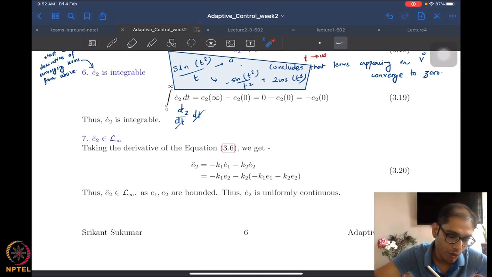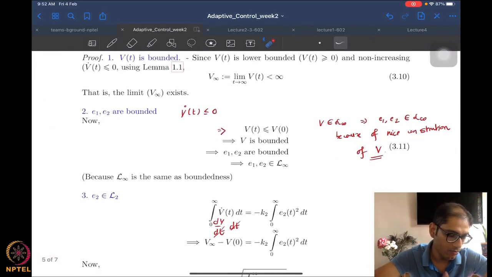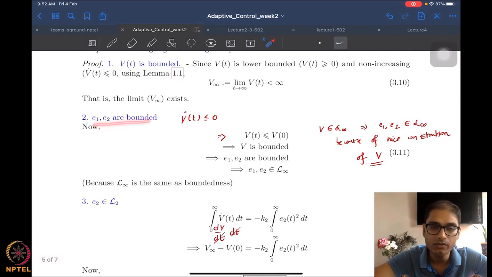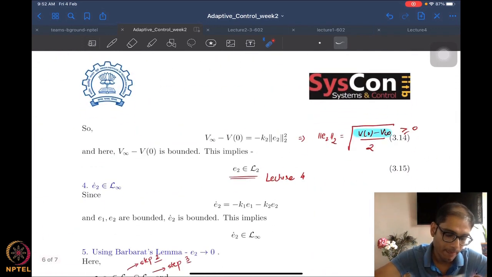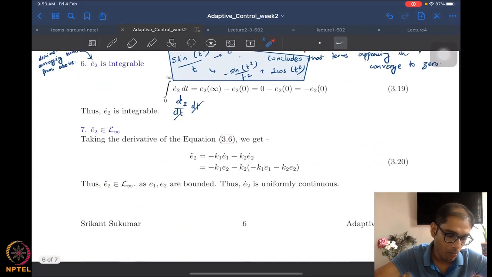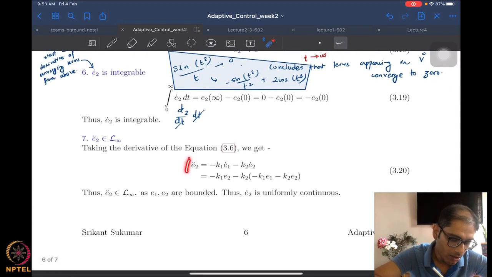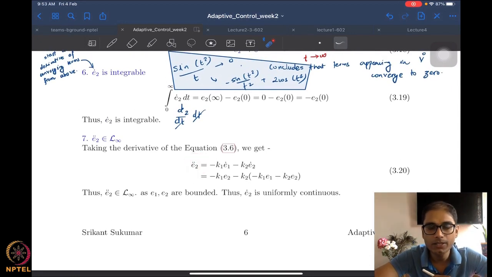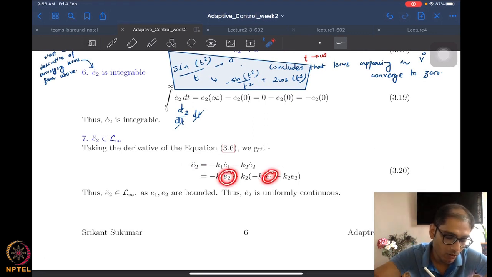What remains are just the states, E1 and E2. And we've already proven in step 2, long, long time ago, that E1 and E2 are bounded. Therefore, E2 double dot also has to be bounded. So the right hand side has just bounded quantities.